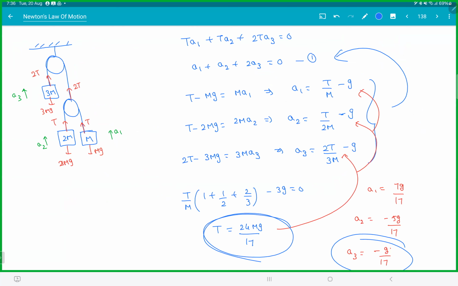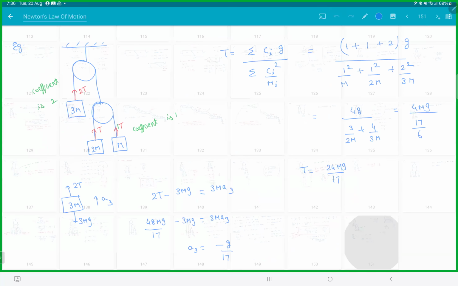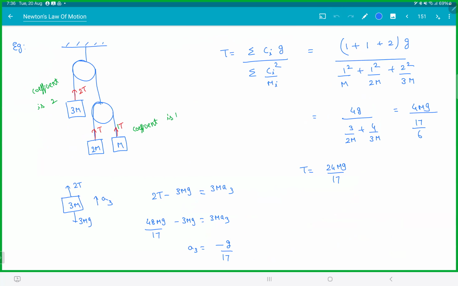Is this making sense? This will literally skip everything. FBD, constraint, everything is gone. This is like, you take a sugar cane, put it in a machine, and just extract the juice. Meaning, you don't care what is happening. You get the answers. Understood how they got the tension?